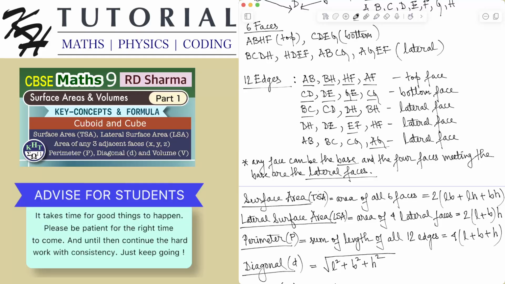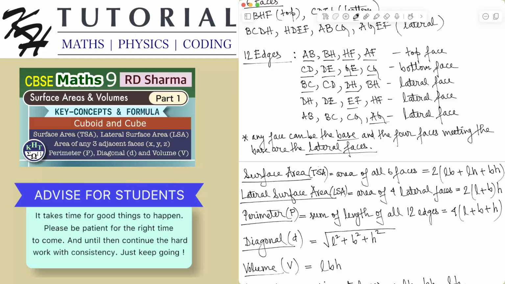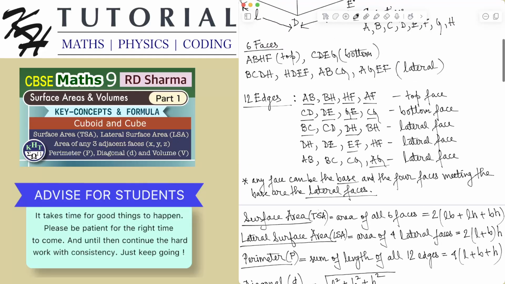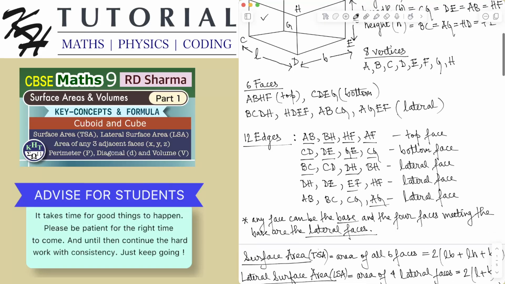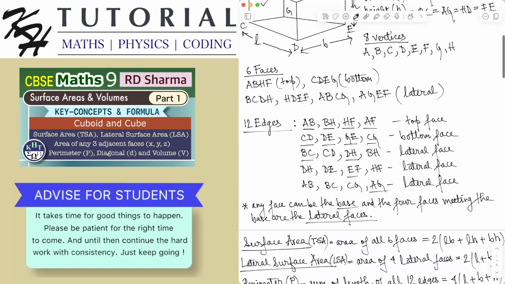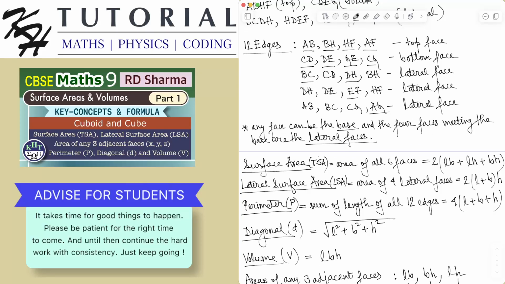Okay. Now, what is the perimeter of a cuboid? The perimeter of a cuboid is the sum of the lengths of all 12 edges. There are 12 edges in a cuboid. If you take the sum of the lengths of all these 12 edges, that is the perimeter, and its formula is 4 into (L plus B plus H), that is, 4 times the sum of the length, breadth and height.